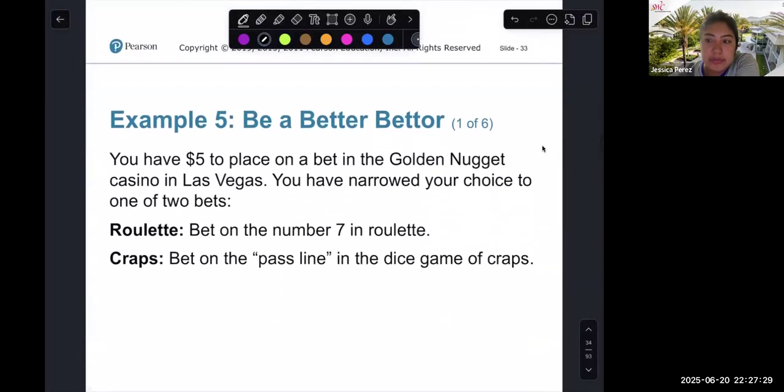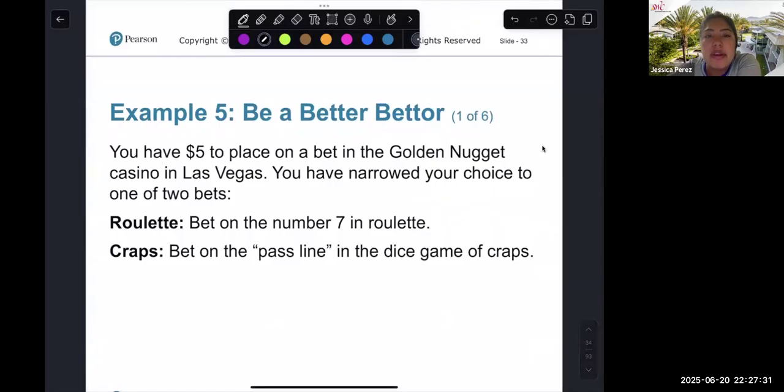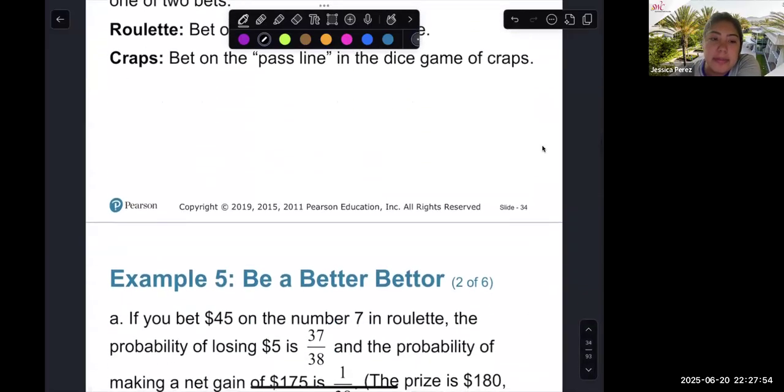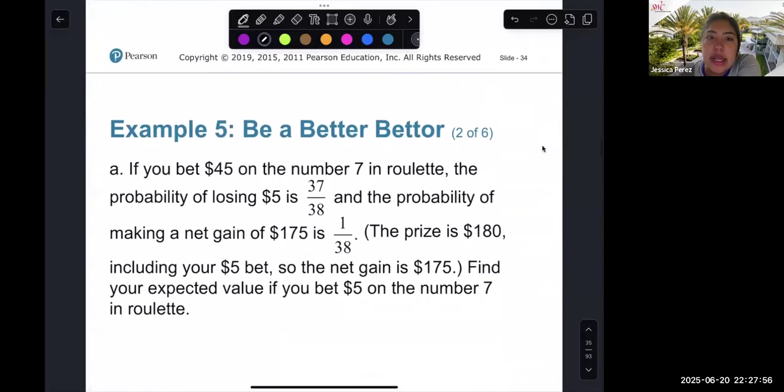Let's look at this example. You have $5 to place on a bet in the Golden Nugget Casino in Las Vegas. You have narrowed your choice to one of two bets. You bet on a number 7 on a roulette, or in craps, you bet on the pass line in the dice game of craps. So you have here a number of successes and a number of failures that we have to consider. Let's look at what they're asking us.